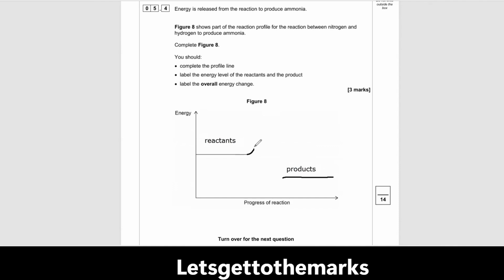The reaction always has a bit of a hill because it has an activation energy. They haven't asked us to label that, but they have asked us to label the overall energy change. Now, the overall energy change is going down because it was minus 93. So this is the overall energy change. So I'm just going to label that overall energy change.